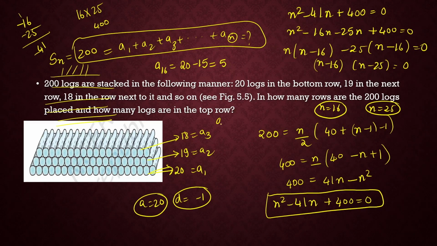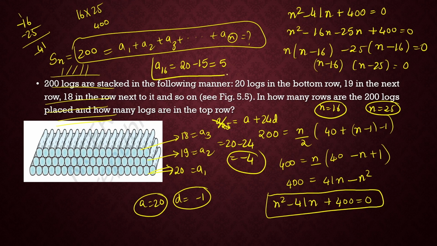Now if I move on to the 25th row, how many logs will be there? It is a plus 24d. That is equal to 20 minus 24. That is equal to minus 4. And can the number of logs ever be negative? No. Logs can either start from 1 or 0, maybe 0. There can be 0 logs, 1 log, 2 logs, 3 logs. Having minus 4 logs is impossible. Isn't it? It's not possible. So the 25th row does not exist.